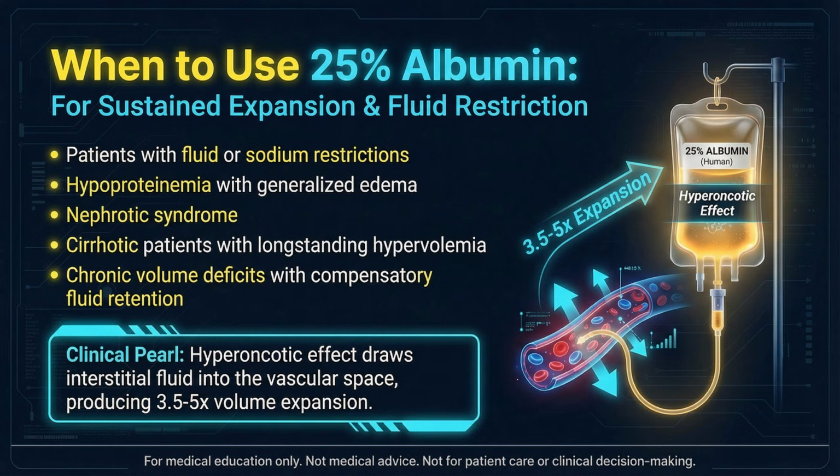Now, let's consider 25% albumin. This is our choice for sustained expansion, especially in patients who require fluid or sodium restriction, such as those with hypoproteinemia and generalized edema, nephrotic syndrome, or chronic cirrhotic hypervolemia. The clinical pearl for 25% albumin is its powerful hyperoncotic effect, which mobilizes interstitial fluid and produces a volume expansion 3.5 to 5 times greater than the infused volume.